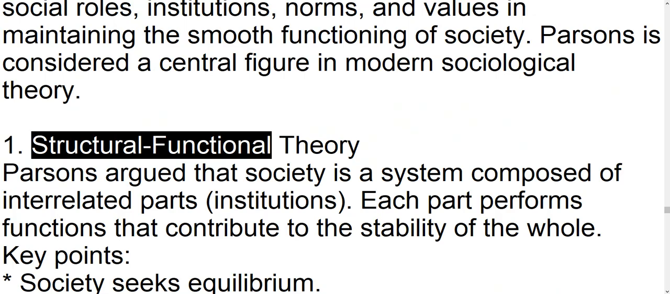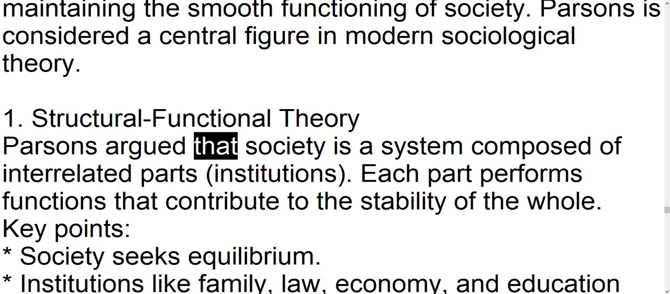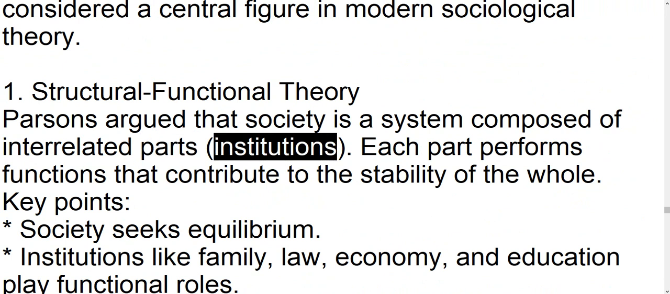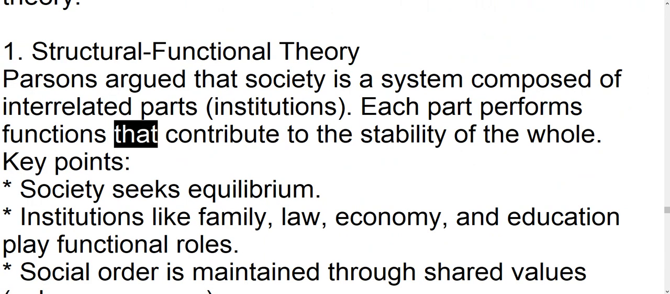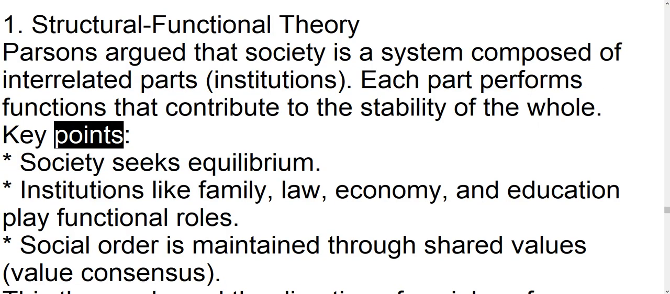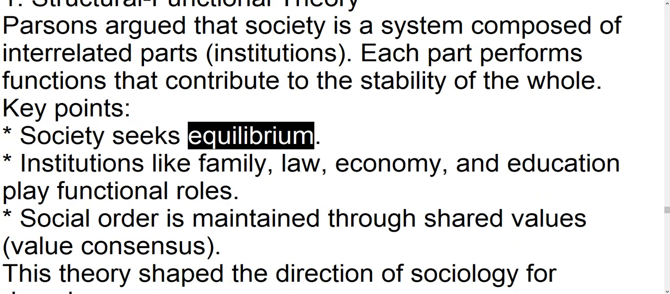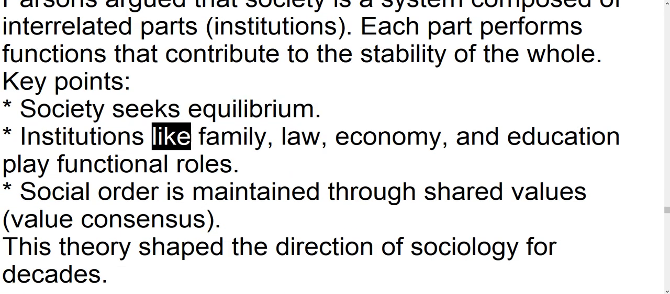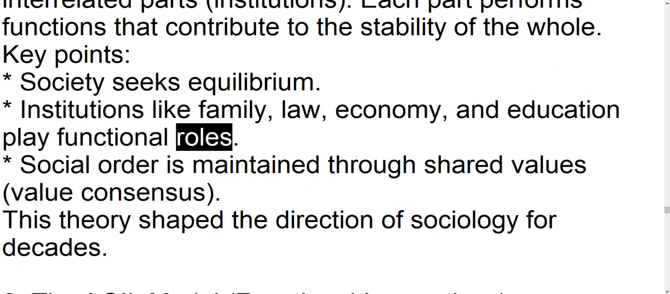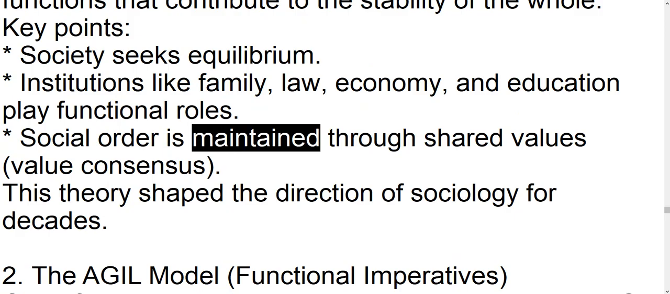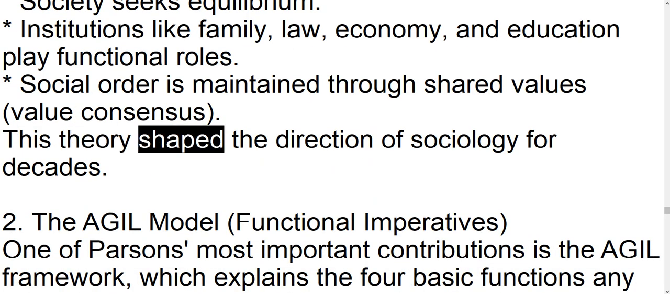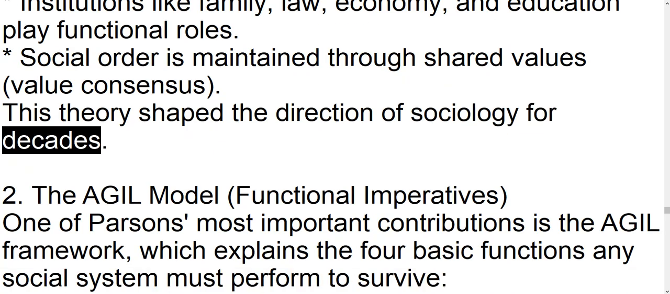1. Structural functional theory. Parsons argued that society is a system composed of interrelated parts, institutions. Each part performs functions that contribute to the stability of the whole. Key points. Society seeks equilibrium. Institutions like family, law, economy, and education play functional roles. Social order is maintained through shared values, value consensus. This theory shaped the direction of sociology for decades.